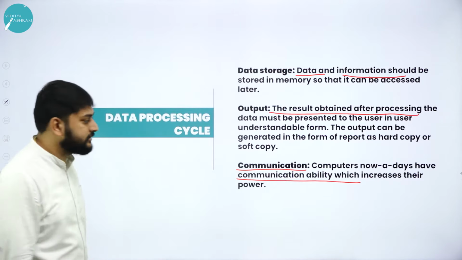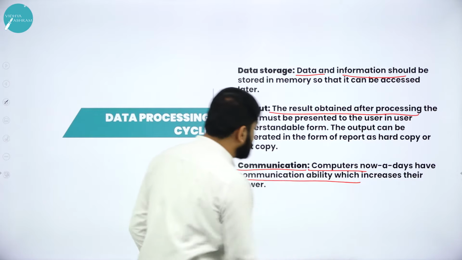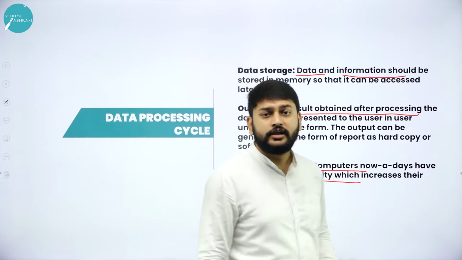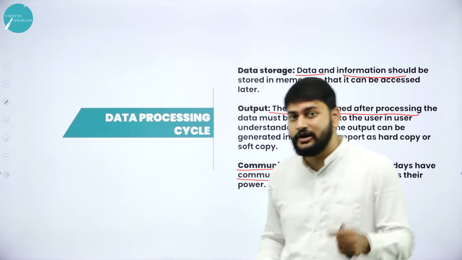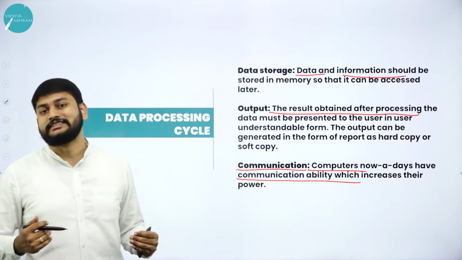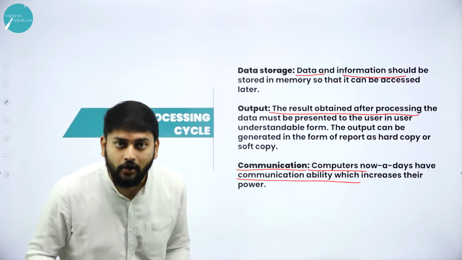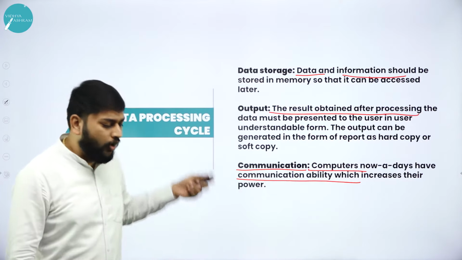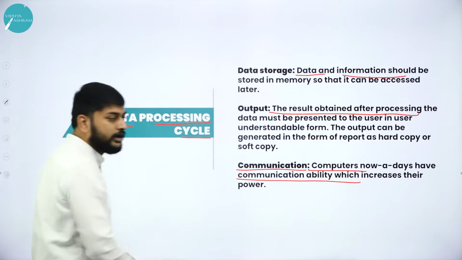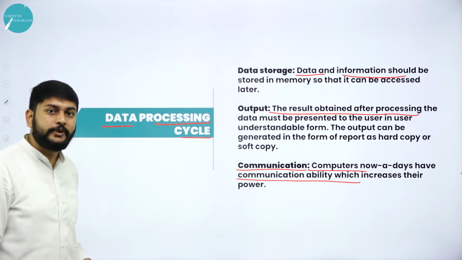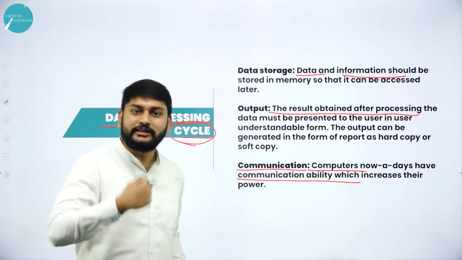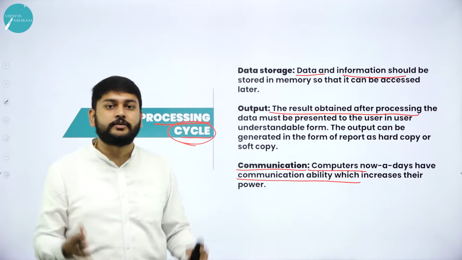The next and the last one is communication. Computers nowadays have communication ability, which increases their power. Guys, a computer is able to communicate. Once the data is generated, it will send us a message to communicate what exactly the result is all about. So that is one of the advantages that I have. All these points that I have discussed are what I will call the data processing cycle. Guys, please understand, I have the word cycle. Cycle in the sense, it will keep on repeating the steps again and again until it satisfies some condition, right?